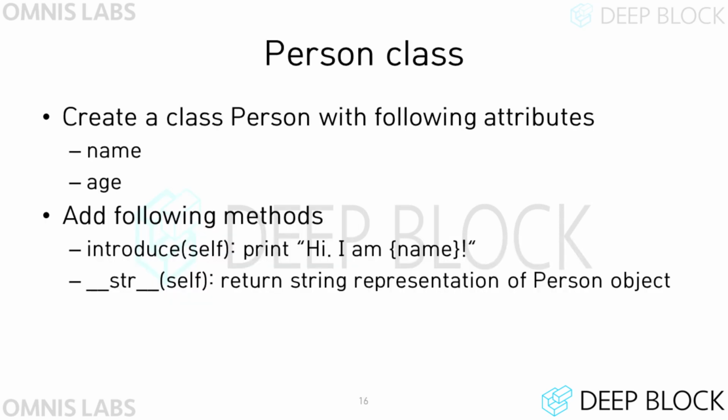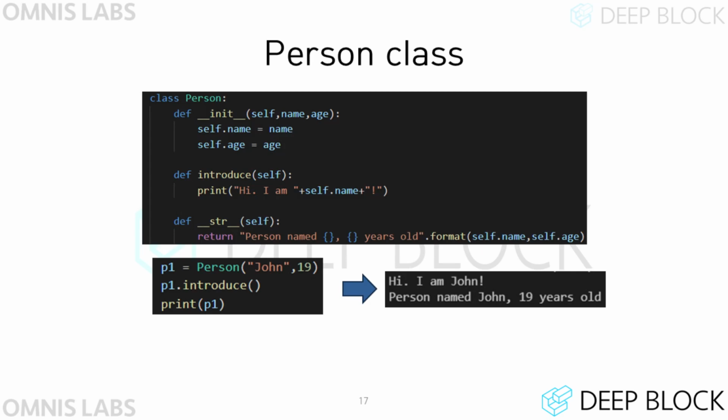Now, let's create another class. Implement a class called person with the name, age attributes, and introduce and string methods. For example, we can implement a class like this. You do not need to use string formatting to implement your own string method.